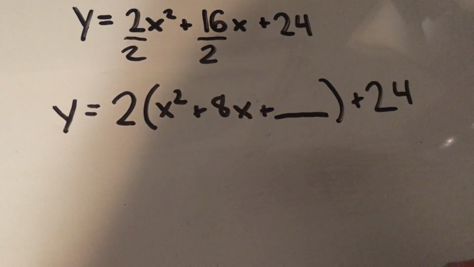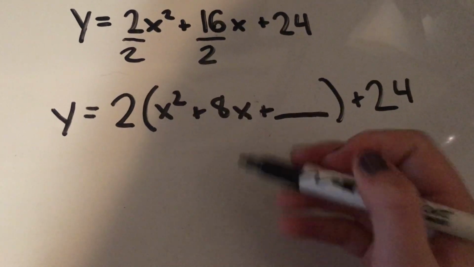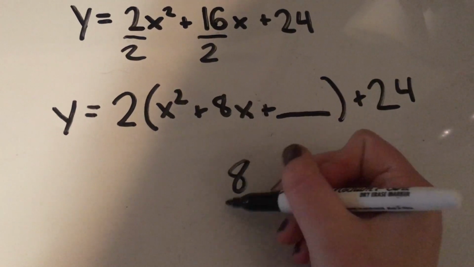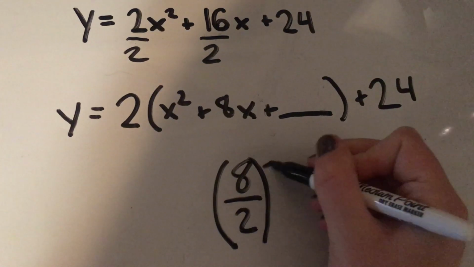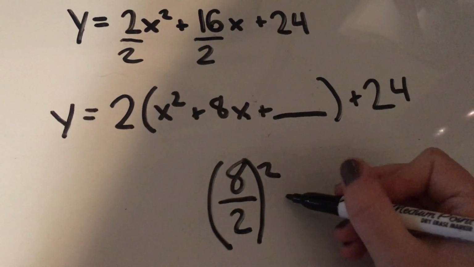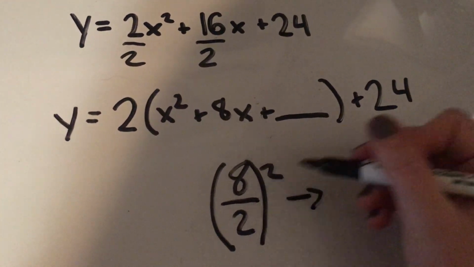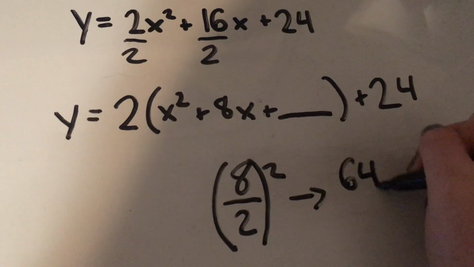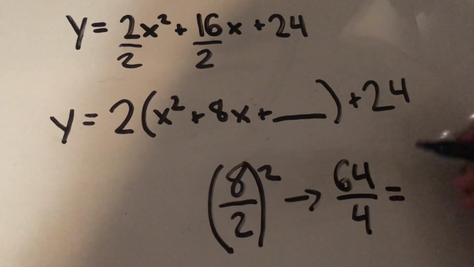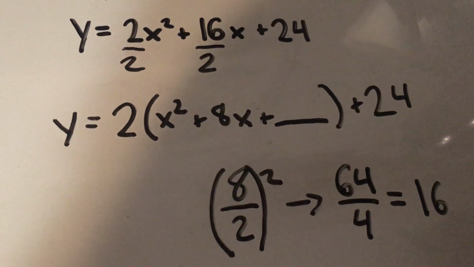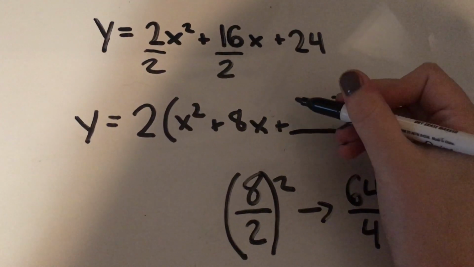To find that third term, you're going to take b, which is 8x, and you're going to take the 8 and go 8 divided by 2, and then all of that to the power of 2. So we know 8 times 8 is 64, and 2 times 2 is 4, and we also know that 64 over 4 equals 16. So now we're going to write 16 up.